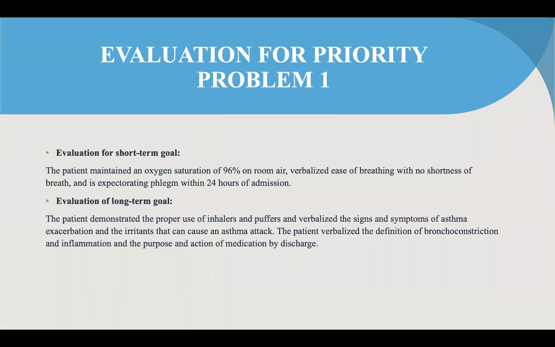The evaluation: the patient maintained an oxygen saturation of 96% on room air, verbalized ease of breathing with no shortness of breath, and is expectorating phlegm within 24 hours of admission. The patient demonstrated the proper use of inhalers and puffers and verbalized the signs and symptoms of asthma exacerbation and irritants that can cause asthma attack. The patient verbalized the definition of bronchoconstriction and inflammation and the purpose and action of medication by discharge.